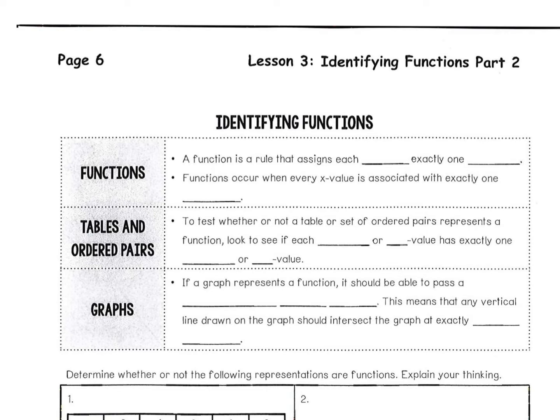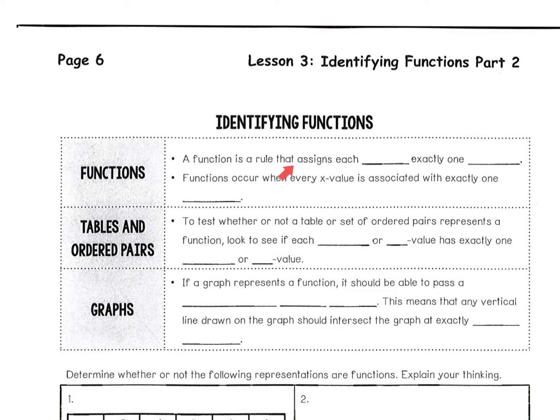Welcome to Lesson 3, and this is page 6, and our lesson is Identifying Functions, Part 2. On our last lesson, we talked about and introduced how to identify a function. So our goal today is, I can determine whether a relation in ordered pairs, tables, or graphs represents a function. So let's go ahead and identify what a function is.